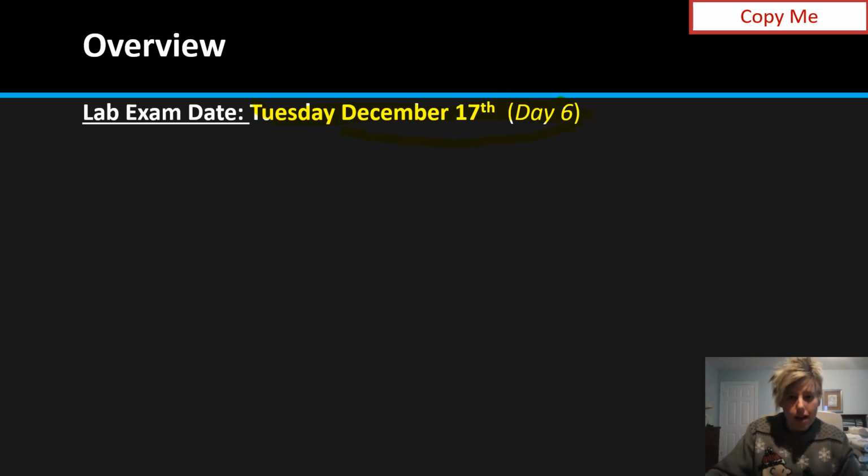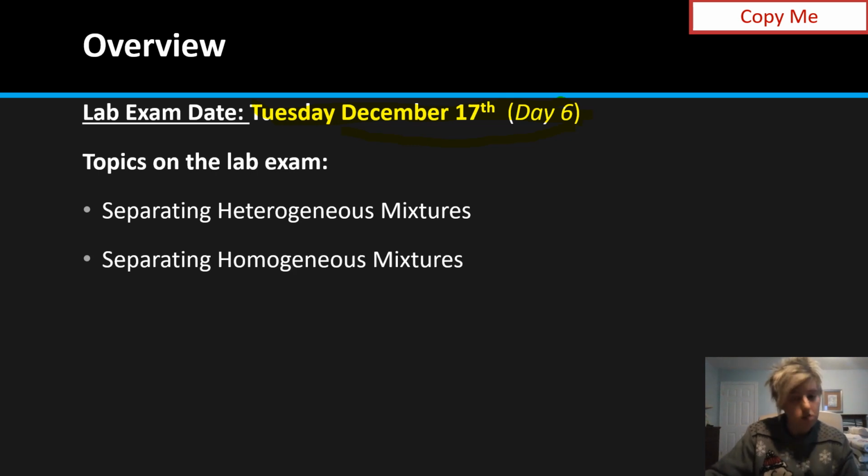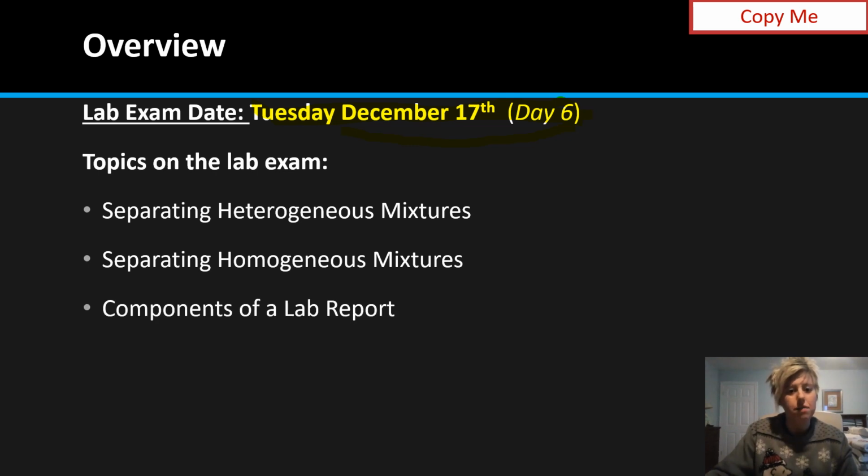What is going to be on the lab exam? Separating heterogeneous mixtures. So again, mixtures where I can see the two different components. Separating homogeneous mixtures. And because this is a lab exam, we obviously are going to have components of a lab report.